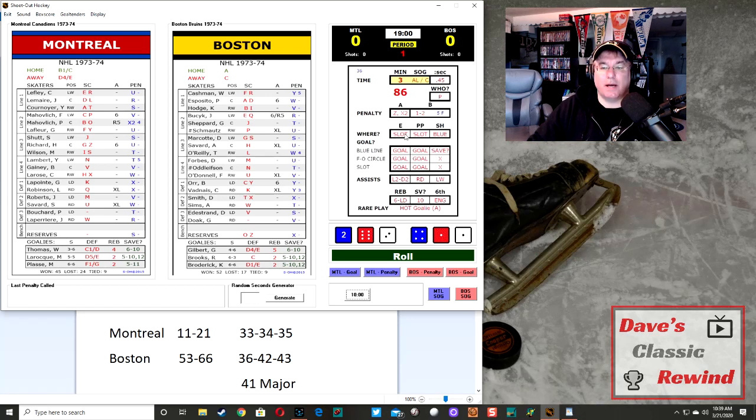So now we're going to flip a card and we're going to see where he's shooting from. Okay, so we flip the card and he's going to shoot from the slot. Now you can see we have blue line, which is the point, face-off circle, which is like middle shot, and then the slot is as close as you can get. So he's got a really good chance to score. So Bobby Schmautz from the slot, even strength. And it's a potential save, okay?